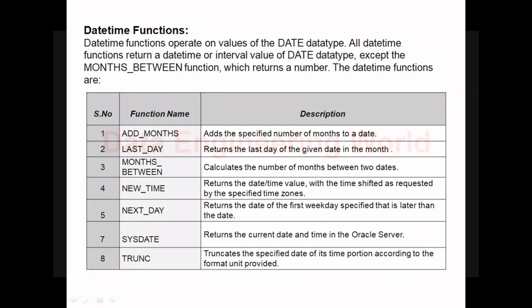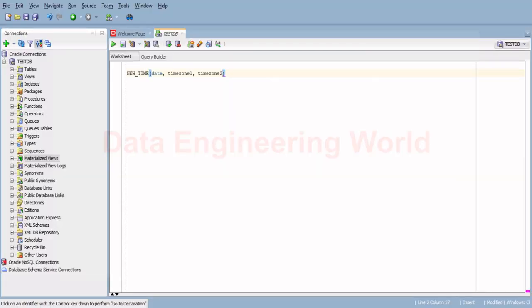The next function is new time, which converts a date and time from one time zone to another. Let's look at the syntax of this new time date function. So here is the syntax of the new time function, which takes three parameters as input: the date, time zone 1 and time zone 2. So it converts the date from time zone 1 to time zone 2.